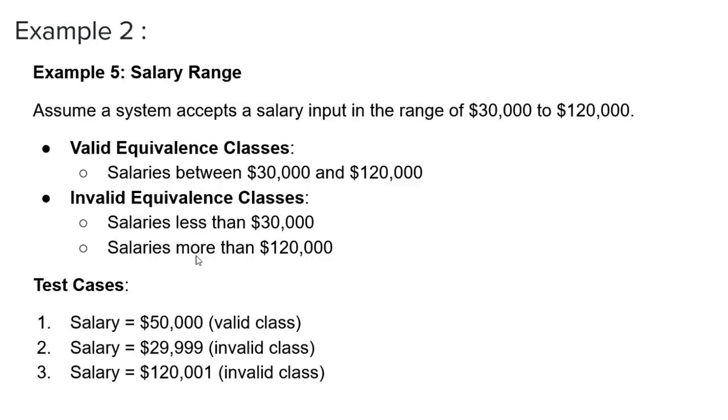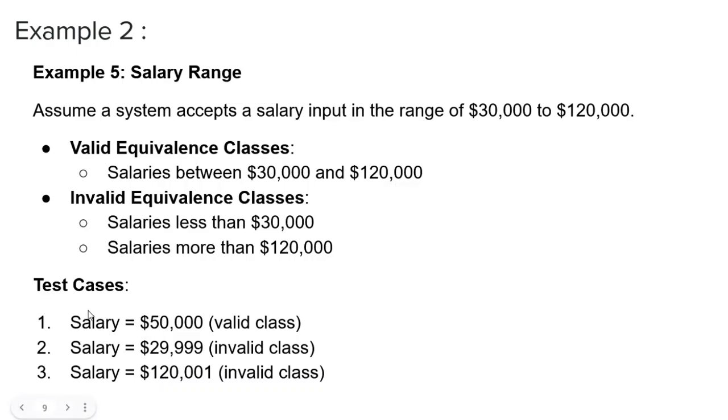And now what is the next step? We have to pick one value from each class. For the valid class, we will pick one random value, let's say 50,000, which comes between 30,000 and 1,20,000. So that is one valid class value. We will take one invalid class value: less than 30,000, we will take 29,999. Another value we can pick from greater than 1,20,000, so 1,20,001. This is the value from the third equivalence class.